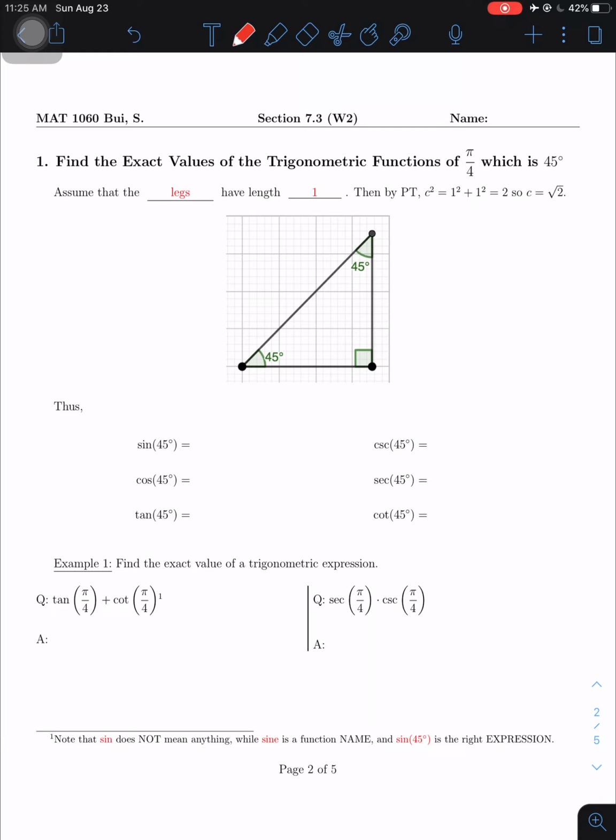Assume that the legs have length 1. So the legs, we have this leg in here and this leg in here. You might want to ask me, how do I know that these two in red are actually the legs, not the hypotenuse or any other sides?